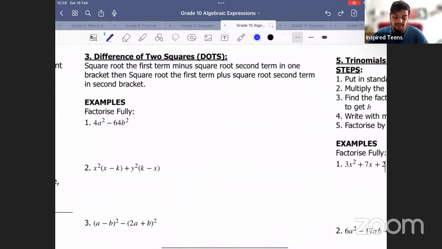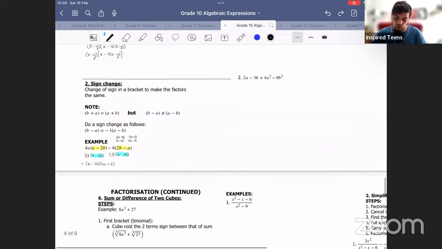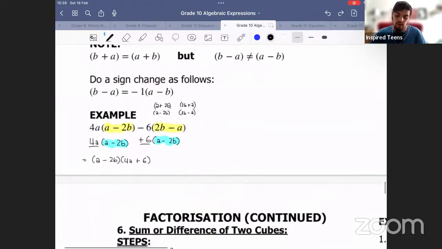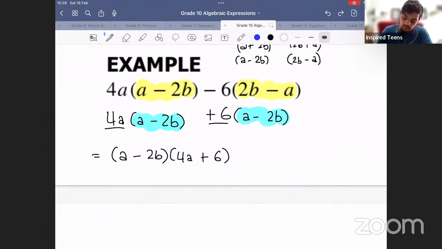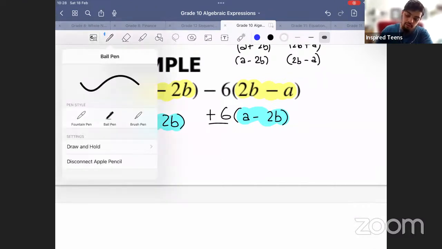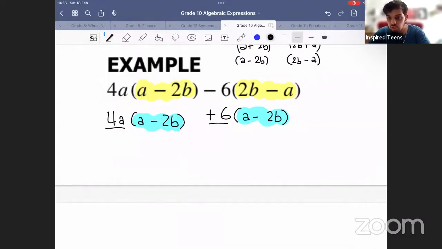Someone asks whether you can use 2(a - 2b) as a common factor. Yes, you may, and technically you should. Not just that you can, you actually should, because you want to factorize it as much as possible.